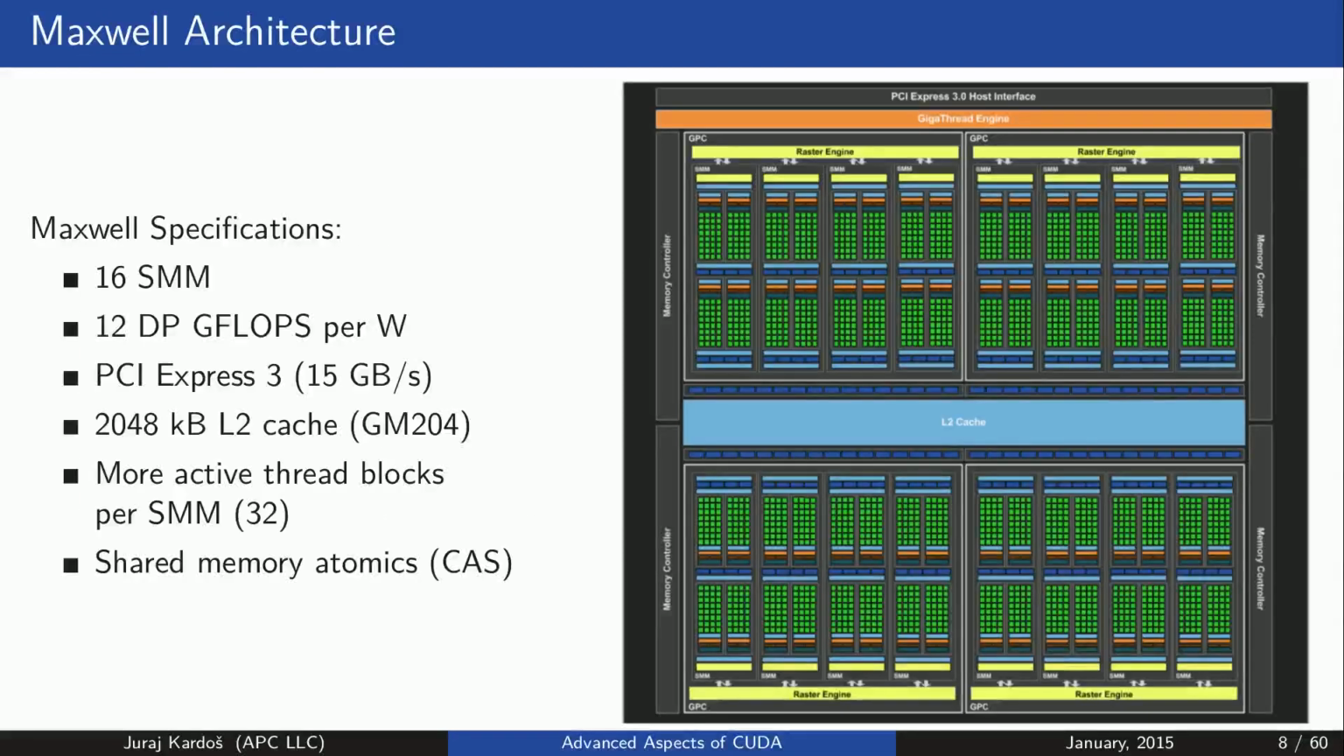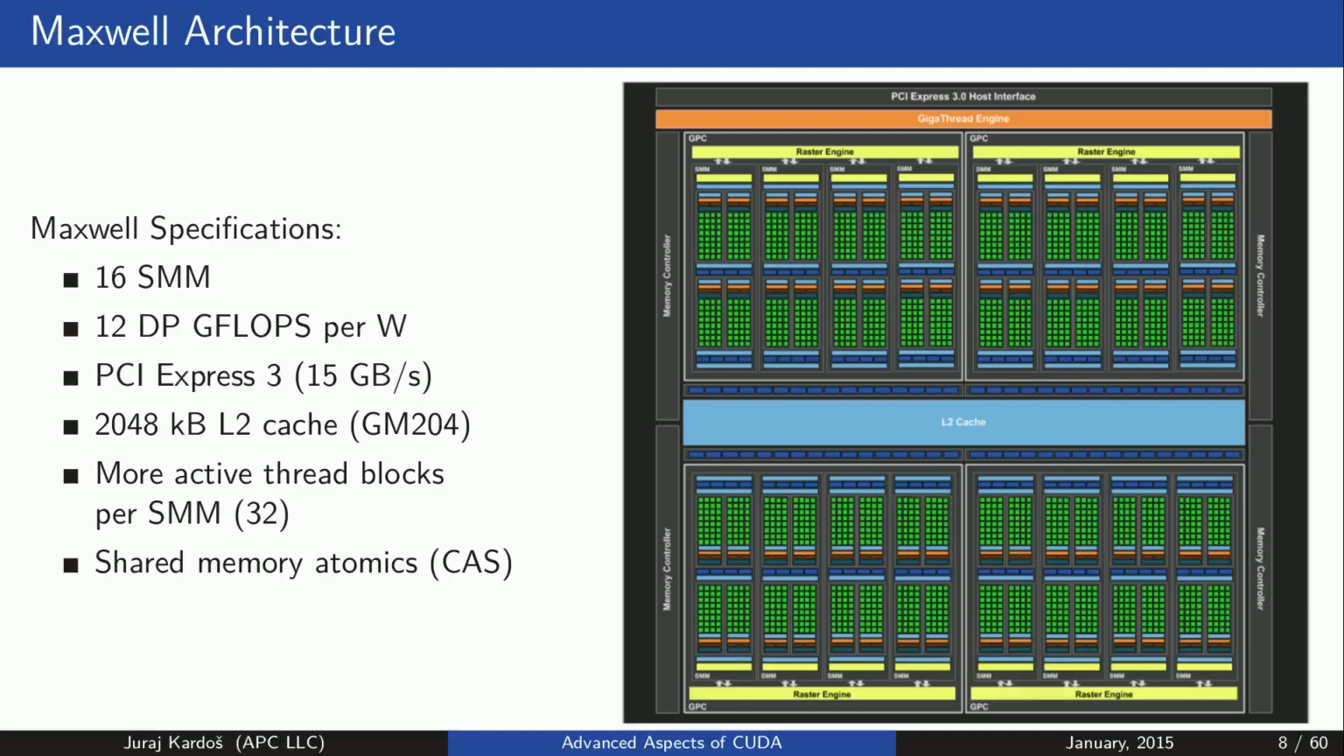Maxwell, released in 2014, consists of 16 streaming multiprocessors divided into 4 graphics processing clusters, reaching a performance of 12 double precision gigaflops per watt, making computation even more energy efficient than previous architectures. Host interconnectivity is implemented by PCI Express of 3rd generation, and the L2 cache has grown to 2 MB. Having a larger cache reduces the number of memory requests that have to be made to global memory.